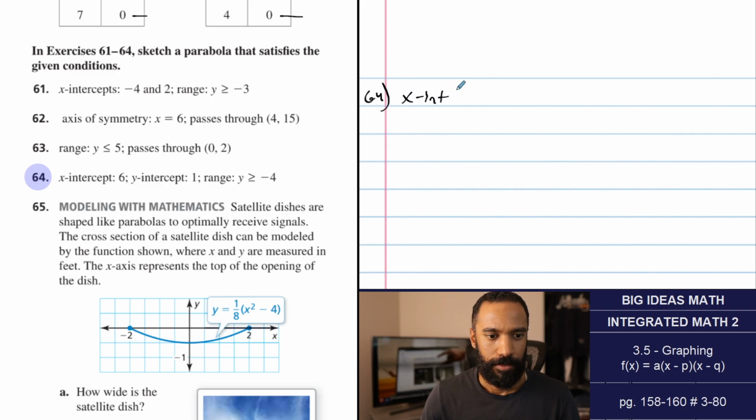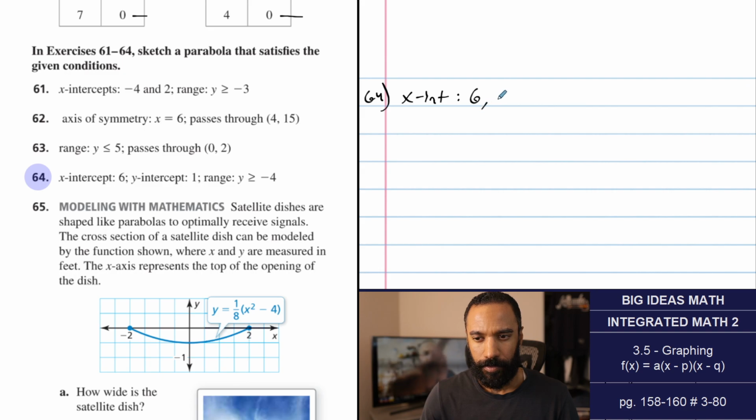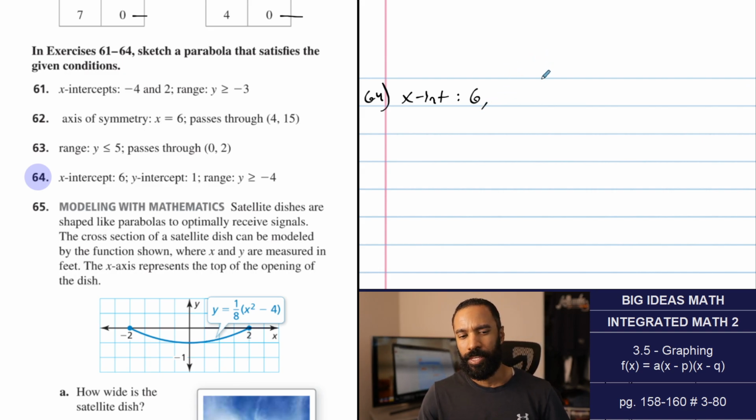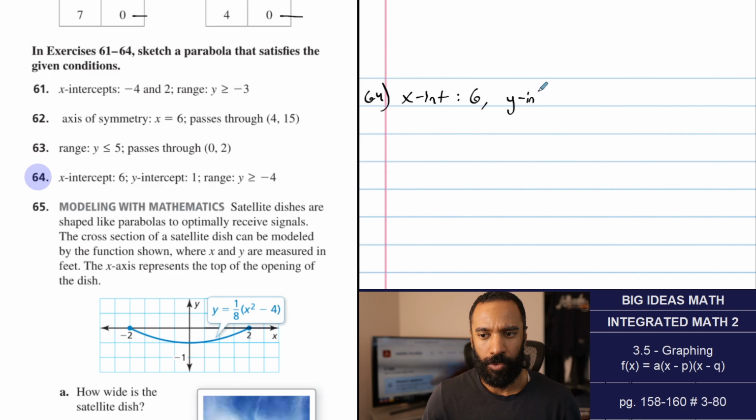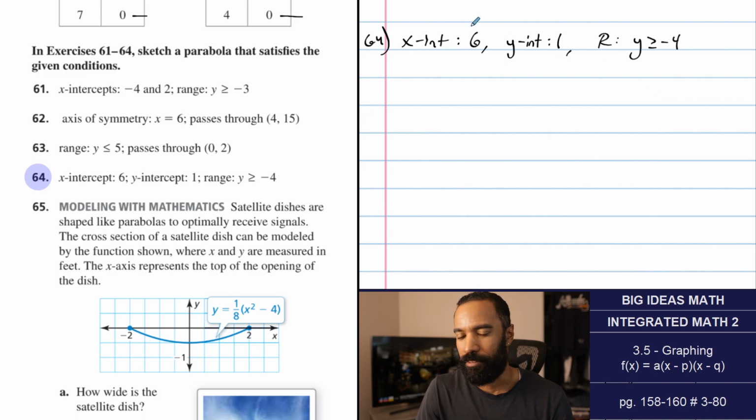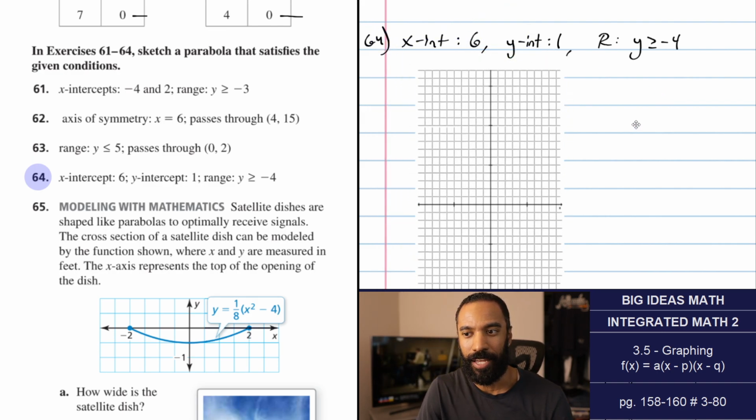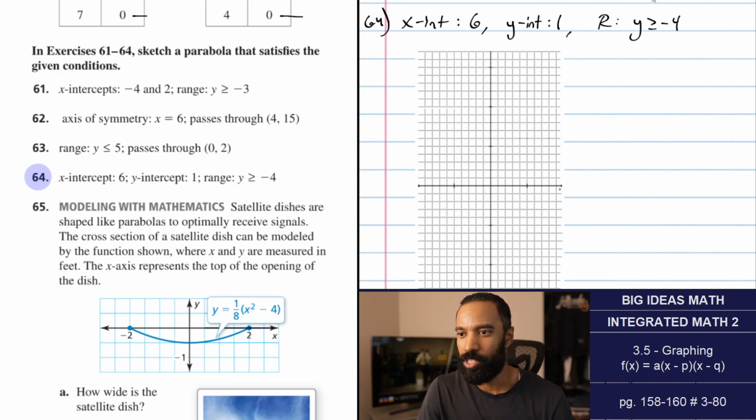And then number 64. X-intercept of 6. These ones are tricky because I don't know if they're saying it's the only one we're allowed to have. Y-intercept of 1, range is y greater than or equal to -4. No, definitely not the only one, because if that was the only one, that would be the vertex. So definitely not.